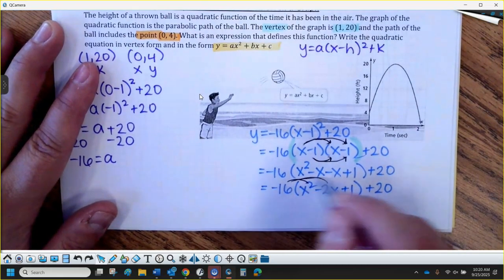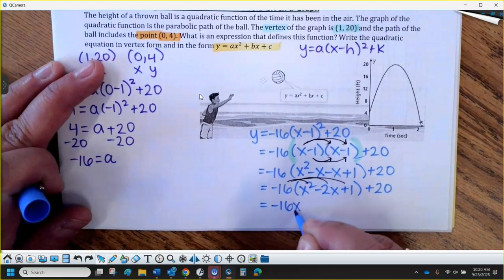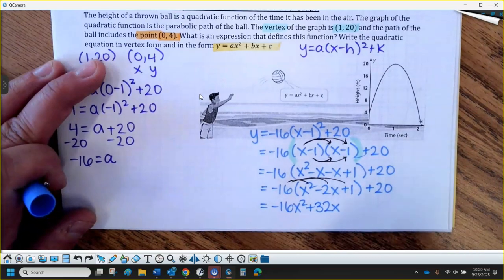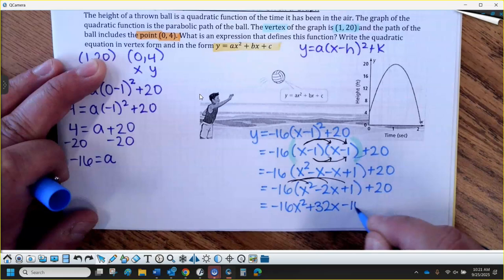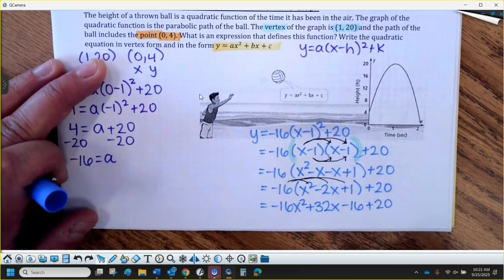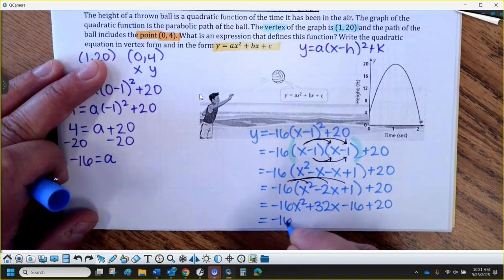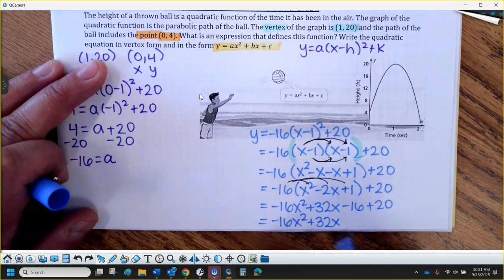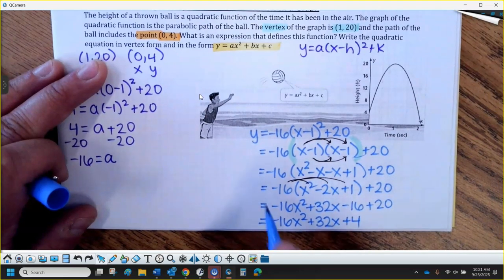I'm going to do a little distributive property. So I'm going to get -16x squared plus 32x. Negative times a negative makes a positive. -16 times 1 is -16. And then I have this +20. And then the very last step, you can just combine the -16 and the 20 there. So all this multiplied out in standard form is going to be -16x squared plus 32x plus 4.